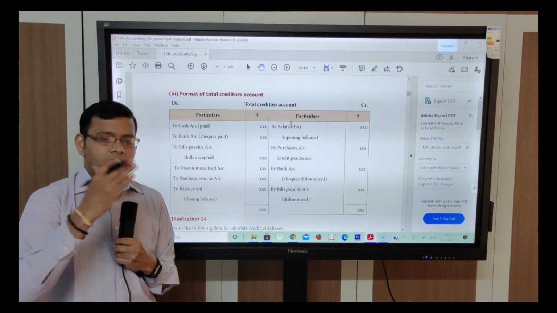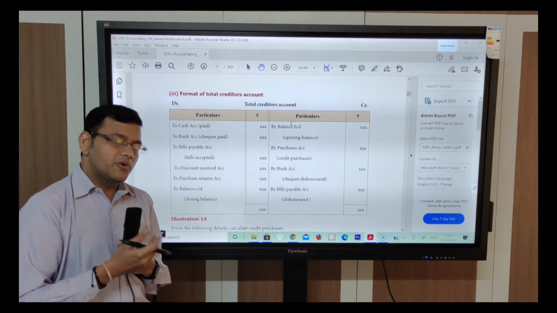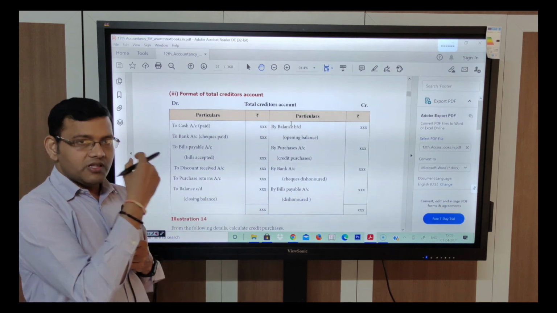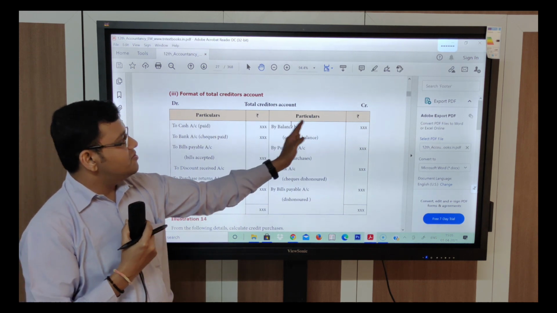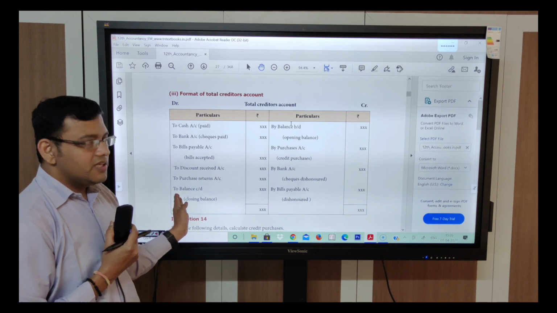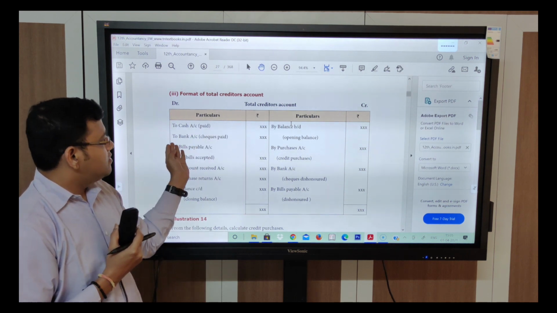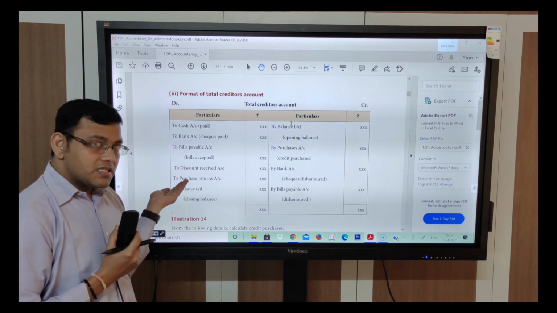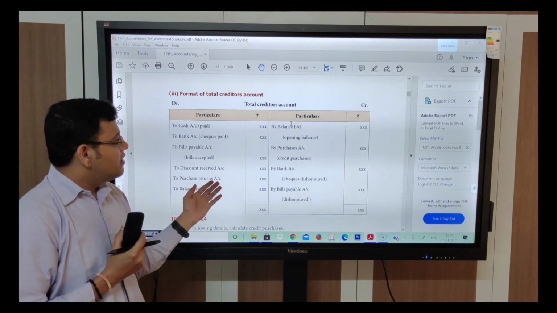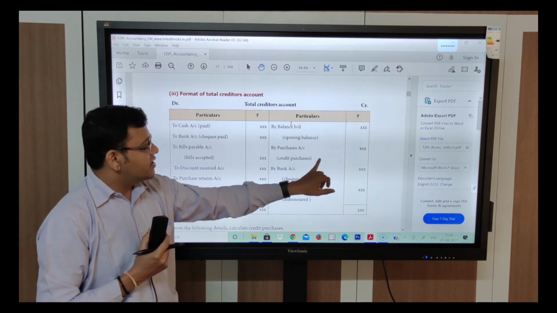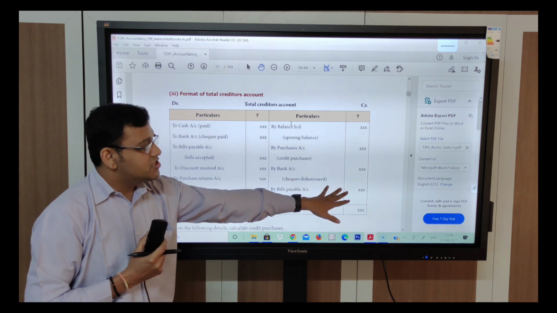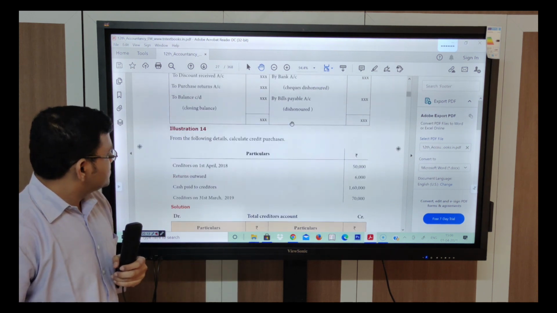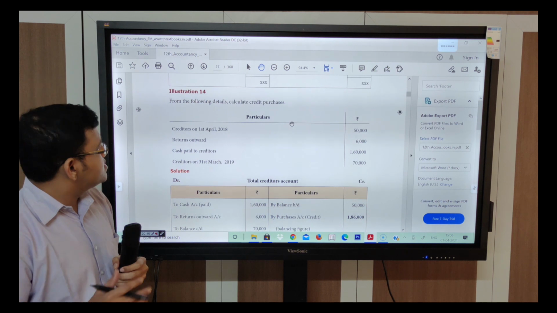So now we will do the opposite of what we have learned, because this is going to be totally on creditors. Whatever was there on the debit side for debtors will be on the credit side here. The opening balance will be on the credit side, and your closing balance will be on the debit side. Same way, whatever was received there, here it is going to be paid. Bills payable accepted, discount received and purchase return will be on the debit side. And all the other things like your credit purchases will be on the credit side, by bank cheques dishonored will be here, and bills payable dishonored will be on the credit side. So based on that, let's quickly see the illustration.